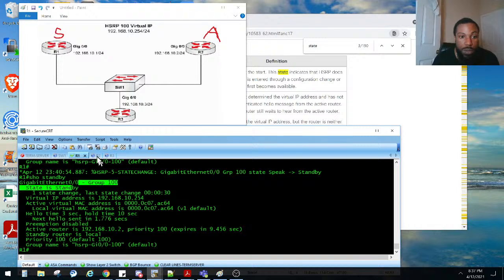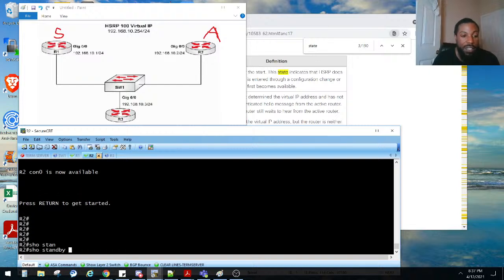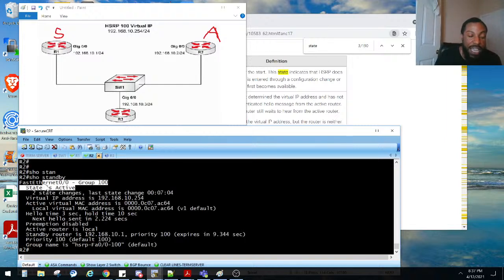Router 2, we go to router 2 real quick and show standby. Come on, man, wake up. Wake up, man. Show standby. We respond quickly. We're hardware. Show standby, and notice he is inactive, right?